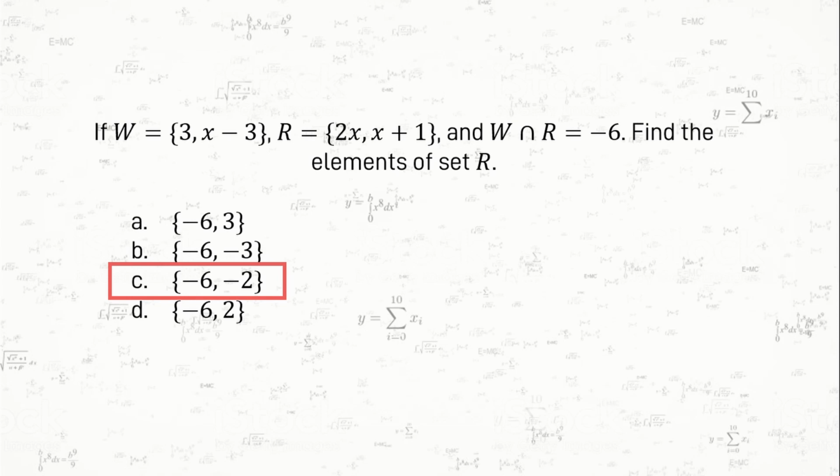To find the value of x, you just equate the two. That is, x minus 3 equals negative 6. Simplify, you will get x equals negative 3. To find the elements in set R, just plug in negative 3. That becomes 2 times negative 3, which is negative 6. And then negative 3 plus 1 becomes negative 2.